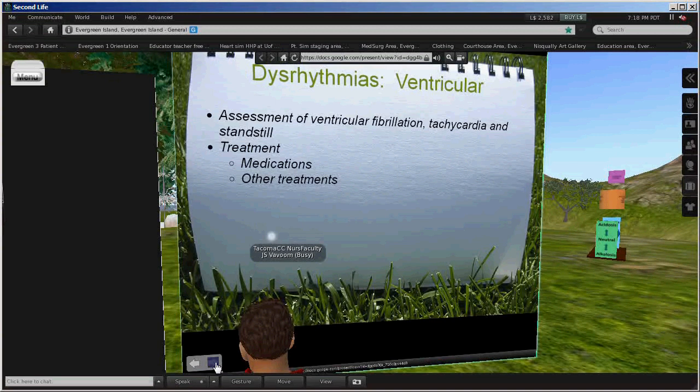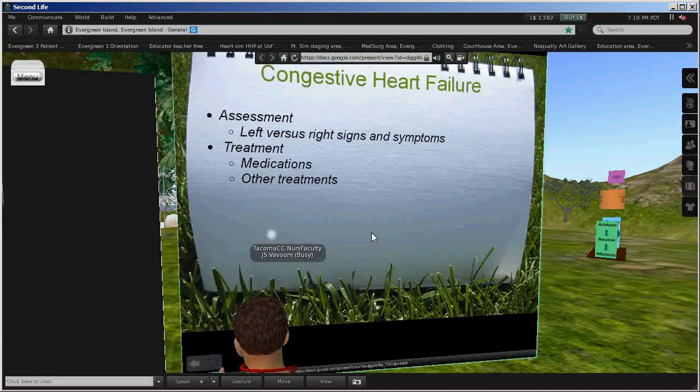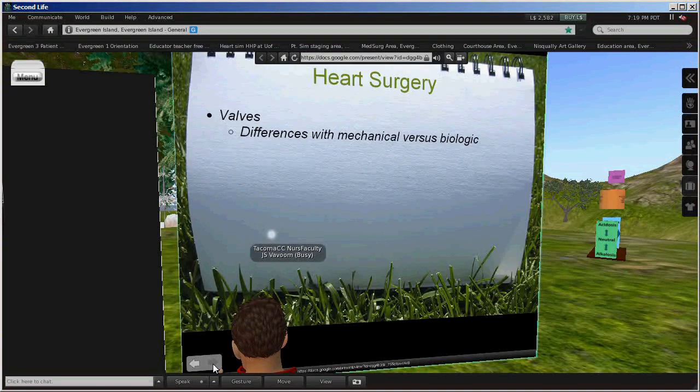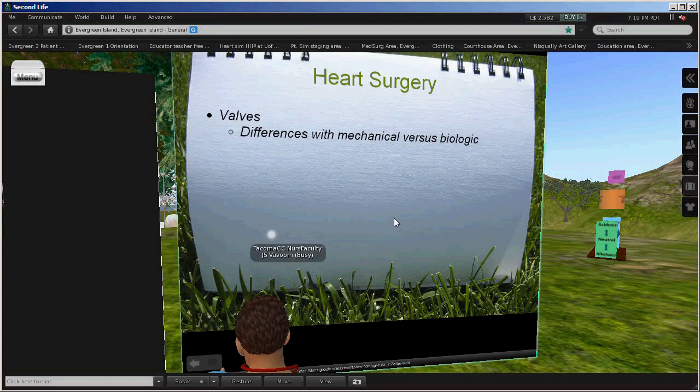Congestive heart failure, be sure you know the assessment for the left versus right, as well as the treatment for left versus right congestive heart failure with respect to medications and other treatments. Heart surgery, be sure you know about the valves and the differences between mechanical versus biologic type valve, heart valve tissue replacements.